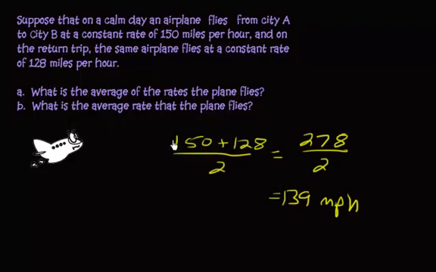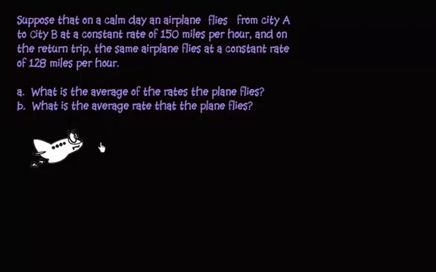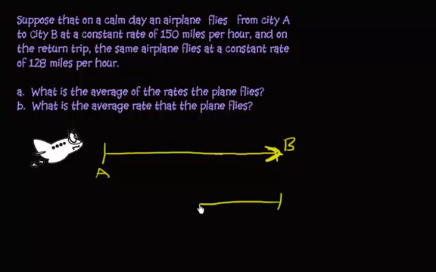Now B is where it actually gets tricky. Now we have two ways of doing this. Let me show you the way you probably did it, where we have a plane and it's starting here, this is A, and it's going all the way out to B. And then it turns around, so let's actually put arrows here, and it will fly back to A. Now on the way there, it's flying at 150 miles per hour. And on the way back, it's flying at 128 miles per hour.